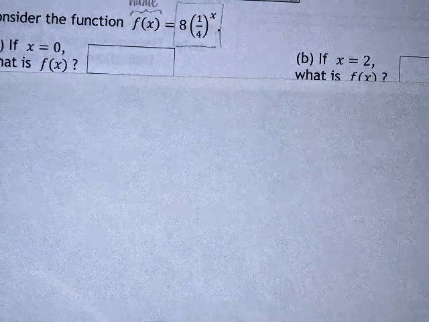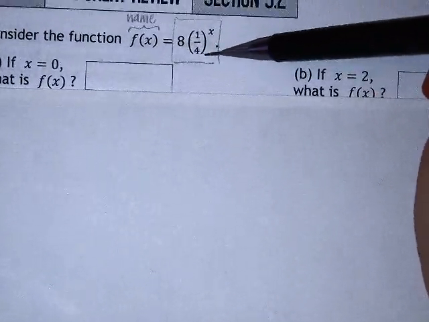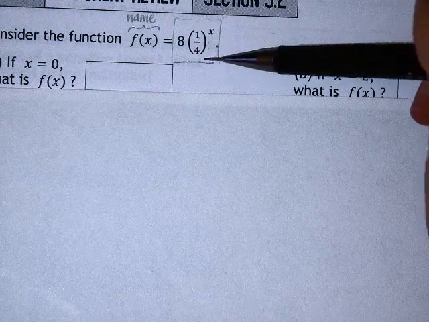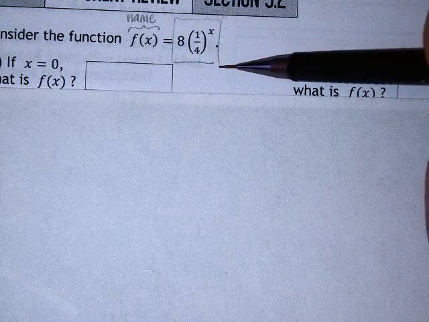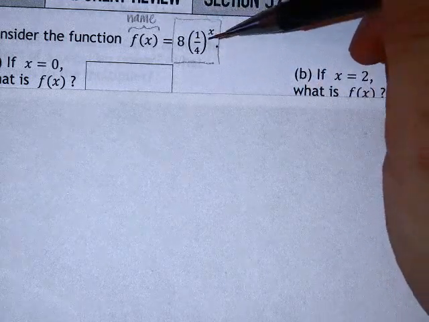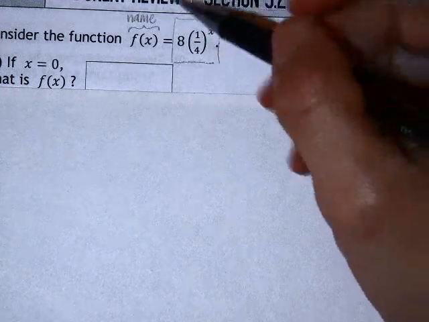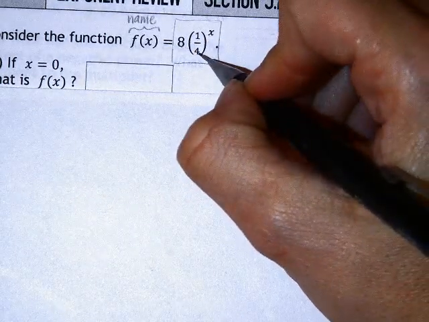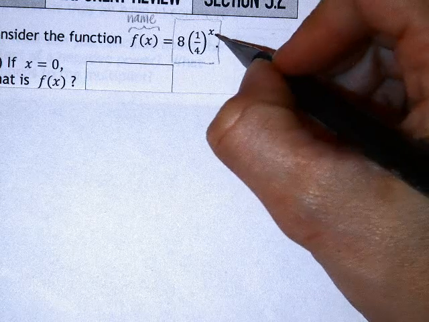But the actual function or equation is the part on the right-hand side, 8 times 1/4 to the power of x. Now, if that structure looks familiar to you and looks like a geometric sequence, that's good, because that's what we're going to focus on. This looks very much like a geometric sequence with an initial value of 8 and a multiplier of 1/4. We know it's geometric because of that power of x.